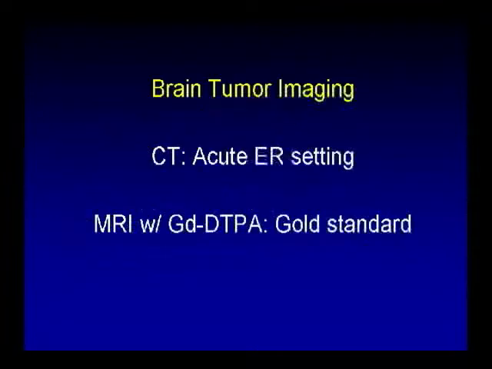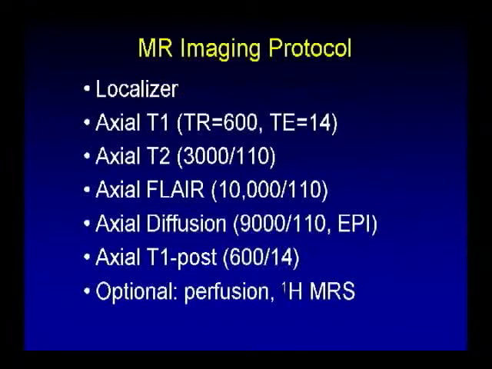Very, very important. So brain tumor imaging, what do we normally use? Well, CT is still the first line of defense when a patient presents with, for example, seizure in the emergency room. But I do not recommend CT as the gold standard to characterize brain tumor, just because MR is so much better. And here, I listed in your syllabus a typical protocol that we use at UCSF.